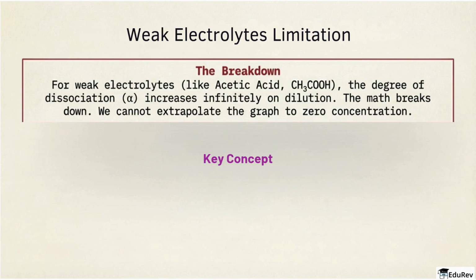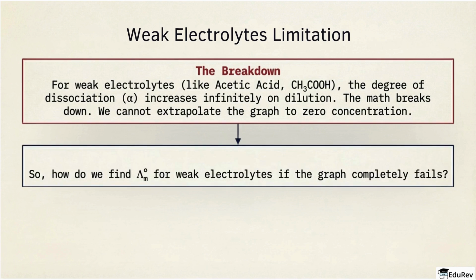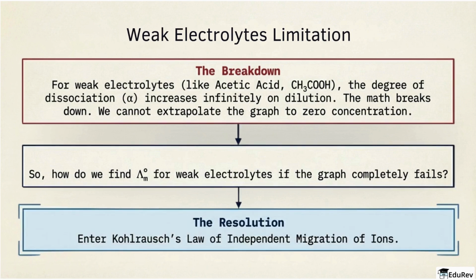Weak electrolytes do not obey the straight line extrapolation method. At infinite dilution, their degree of dissociation increases in a way that breaks the direct graph method. That is the limitation shown here. So the question becomes, if the graph fails, how do we find lambda m naught for a weak electrolyte?